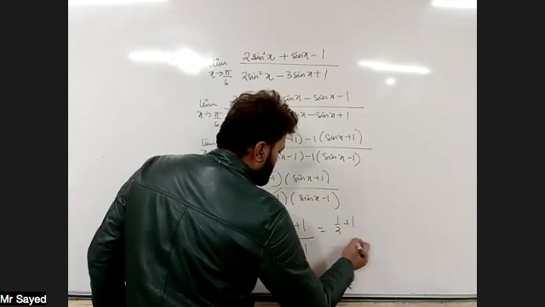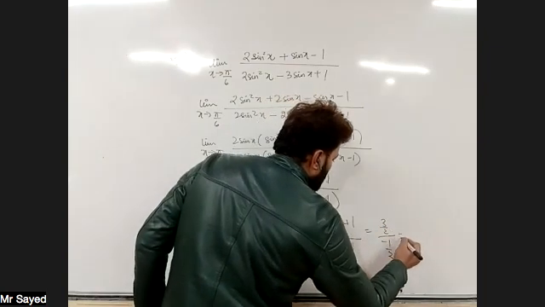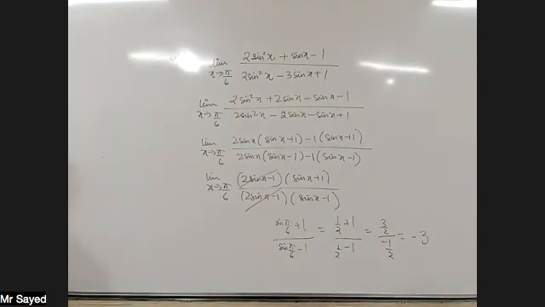So 1 upon 2 plus 1, 1 upon 2 minus 1. This is 3 upon 2 minus 1 upon 2. Answer is minus 3. Right, Vansh? Try doing it without looking at the board.